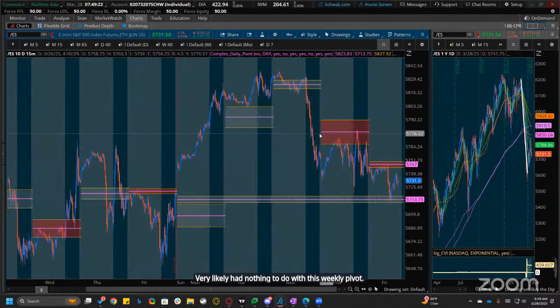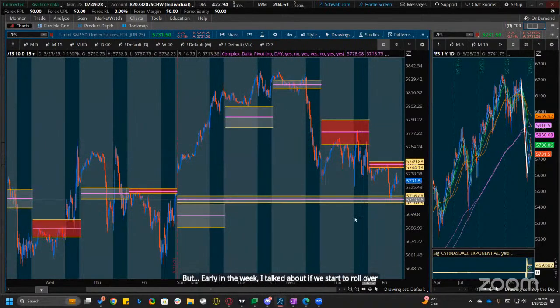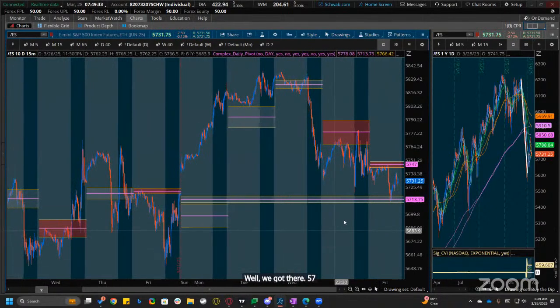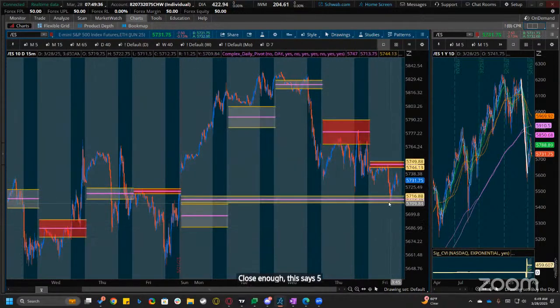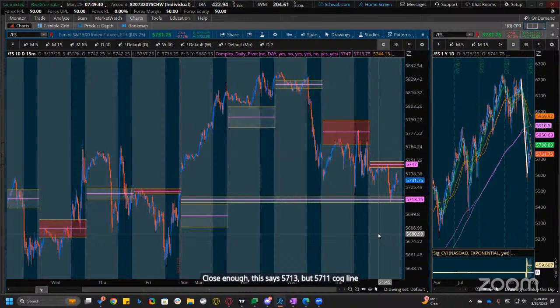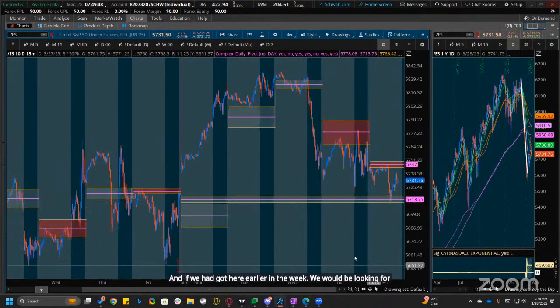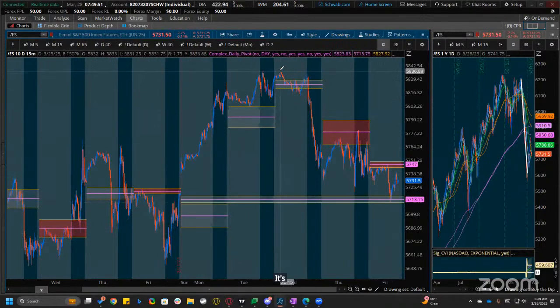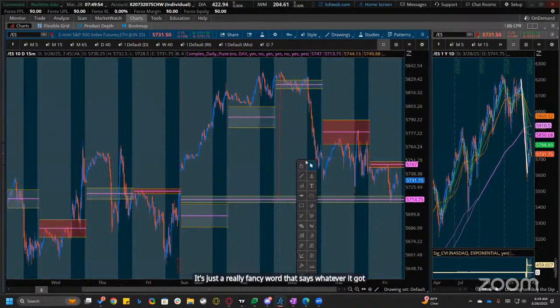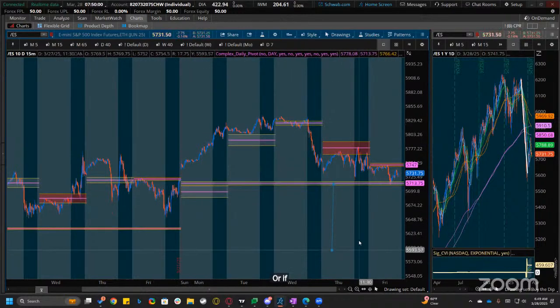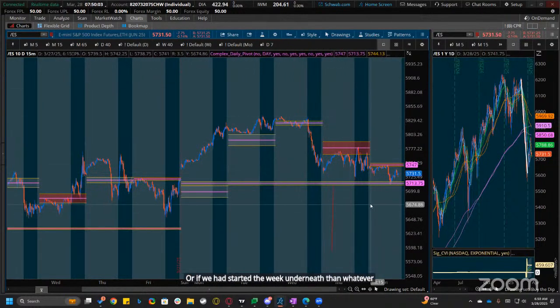But early in the week, I talked about if we start to roll over and head back, this would be the target. Well, we got there. 57.11 is close enough. This says 57.13, but 57.11 cog line. Under that, round number 5,700. And if we had got here earlier in the week, we would be looking for reciprocation to the other side. It's just a really fancy word that says whatever it got to the upside, we would expect to get to the downside. Or if we had started the week underneath, then whatever we had got below, we would expect above.